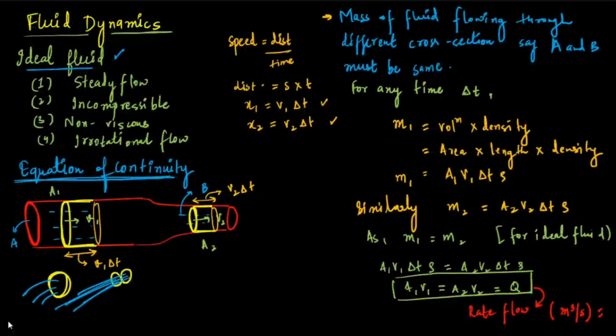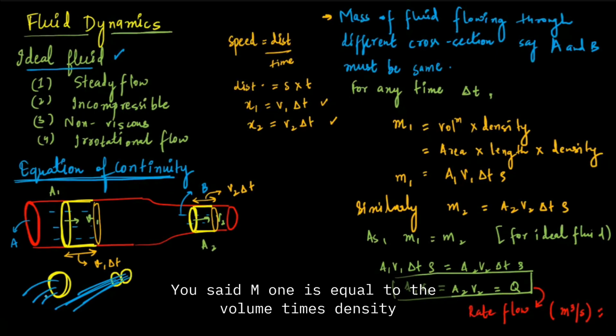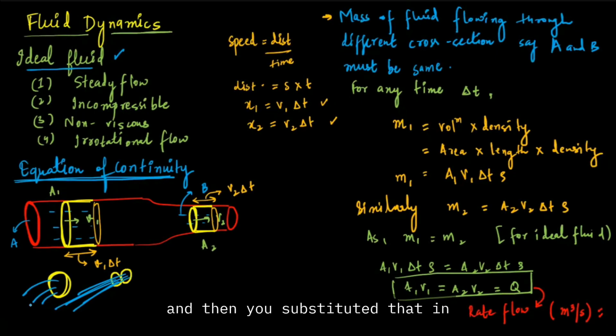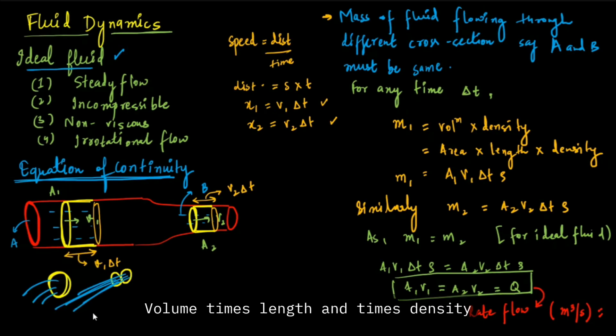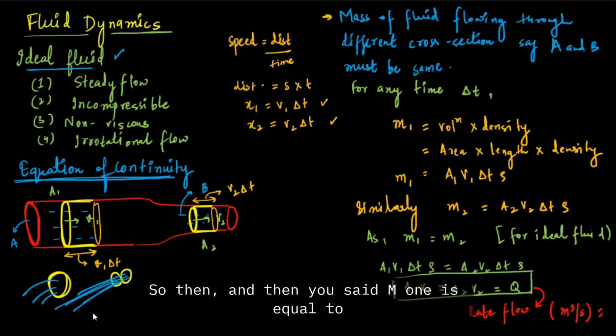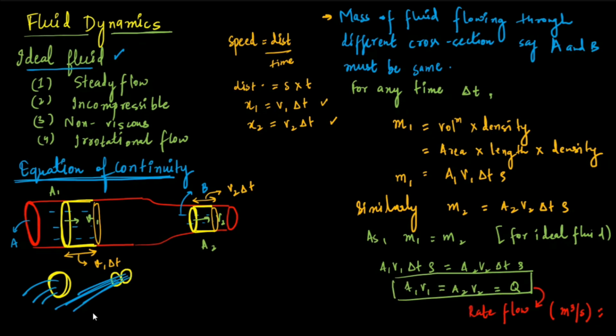Wait, sir, can you go back a slide? You said M1 is equal to the volume times density, and then you substituted that in. Then you said M1 is equal to A1 V1 delta T times density, that is rho. Wait, sir, I'm confused though. Where did you get the other variables from when you were deriving it?